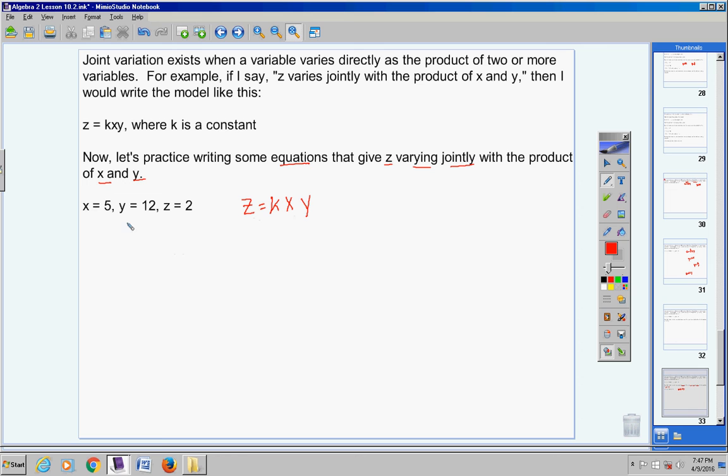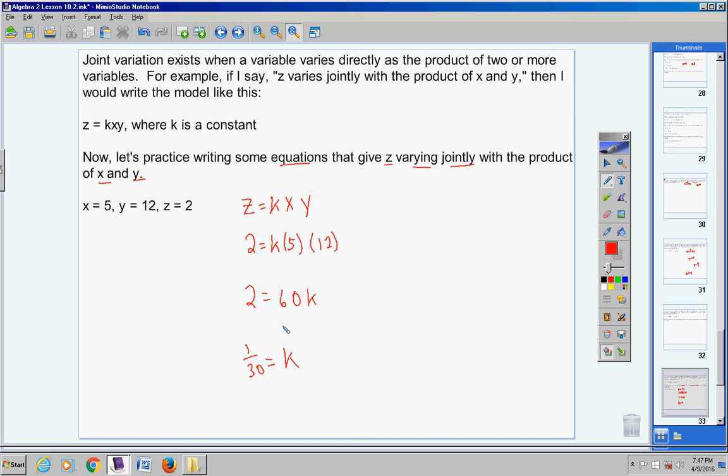Okay, here we go. First of all, if we're going to write the equation, we have to solve for K, do we not? Sure we do. So for Z, I'm going to substitute 2. For K, I'm going to put K. For X, I'm going to put a 5. For Y, I'm going to put a 12. Now let's simplify this side over here. 5 times 12 is 60, so I have 60K. Now divide both sides by 60 and you get 1/30.